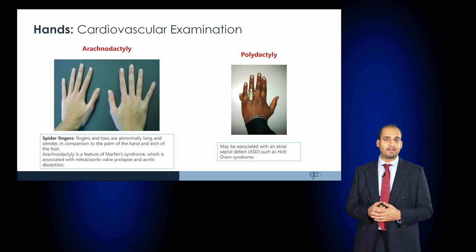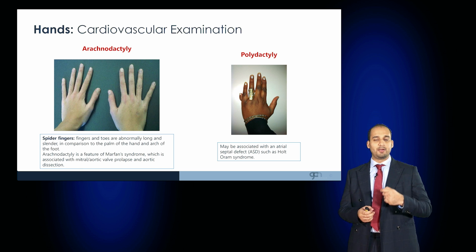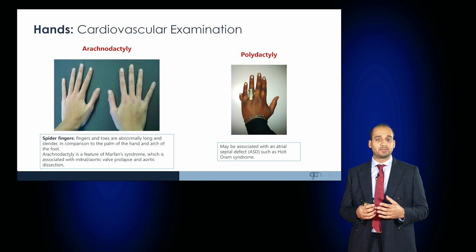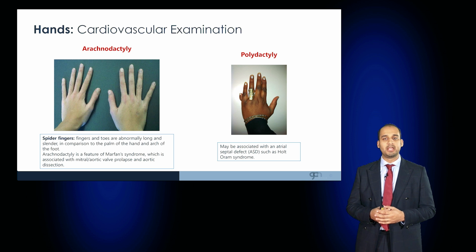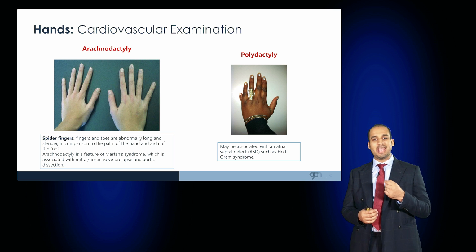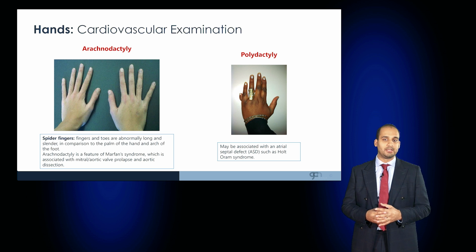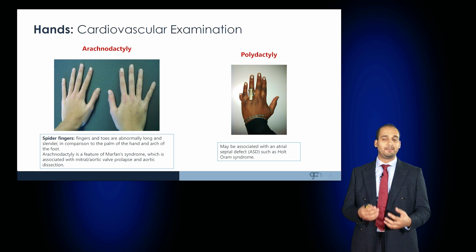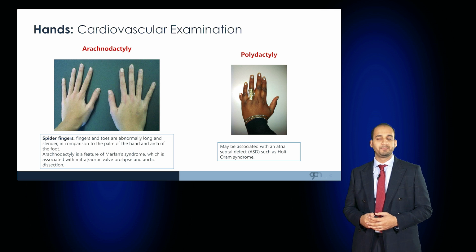If there's presence of arachnodactyly, that's where the fingers or toes are abnormally long and slender in comparison to the palm and the arch of the foot, this is a feature of Marfan's syndrome, and this is associated with mitral and aortic valve disease. Polydactyly, where there's an extra digit, can be associated with conditions that affect the heart. For example, Holt-Oram syndrome results in an extra digit and an atrial septal defect.